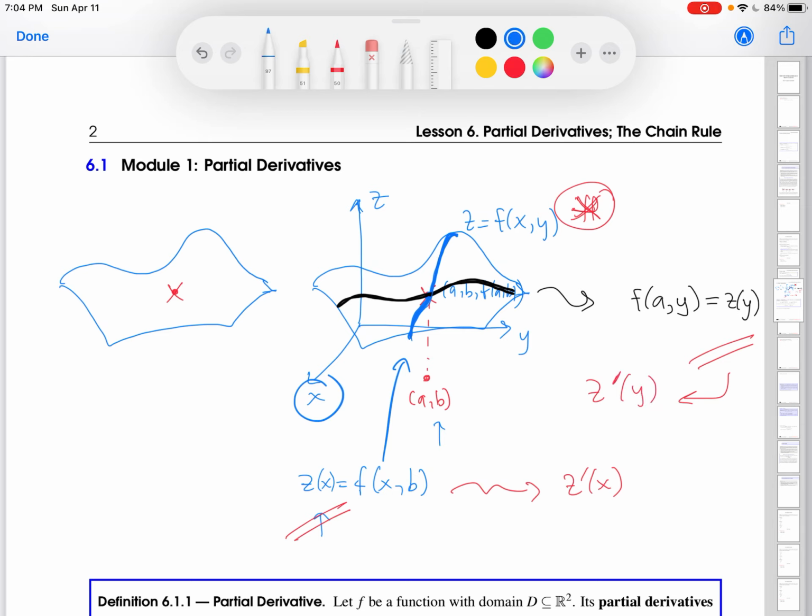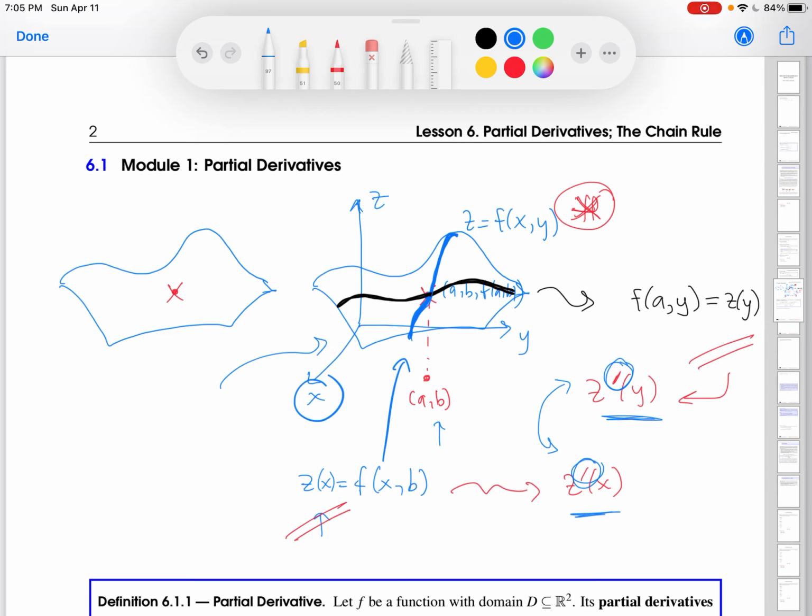This brings up our first potential point of confusion. We are used to using prime for derivatives in single variable calculus. There was only one variable, so the prime meant differentiation with respect to that variable. Now things are getting a little confusing. This z's variable is y. This z's variable is x. But I'm using the same prime notation. So we're going to remedy this in a minute, but I want you to keep this basic picture in mind.